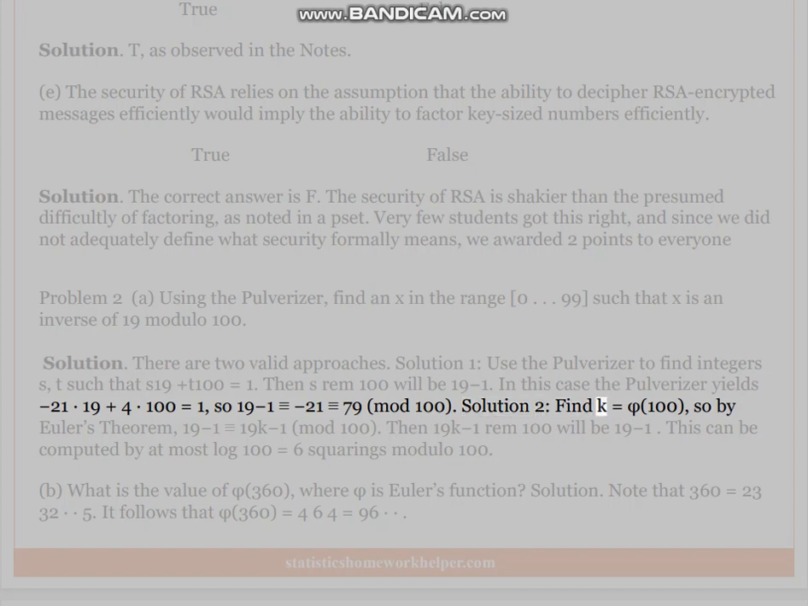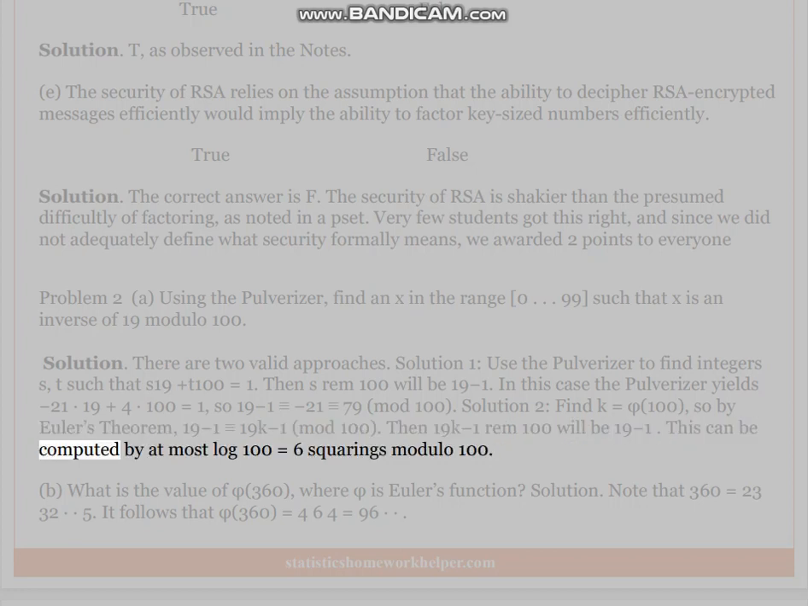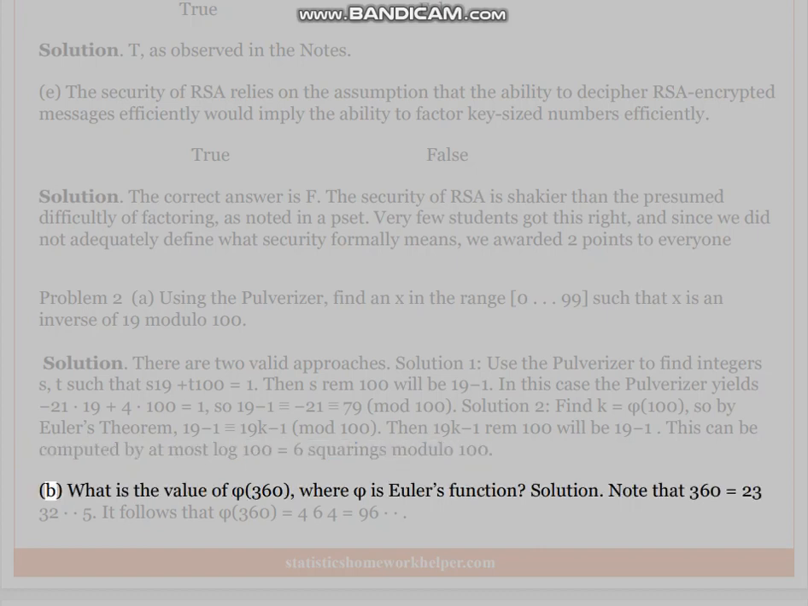Solution 2: find k equals phi(100). By Euler's theorem, 19^k is 1, mod 100. Then 19^(k-1) rem 100 will be the inverse of 19. This can be computed by at most log 100, equals 6, squarings modulo 100. B. What is the value of phi(360), where phi is Euler's function? Solution: note that 360 equals 2^3 · 3^2 · 5. It follows that phi(360) equals 4 · 6 · 4, equals 96.